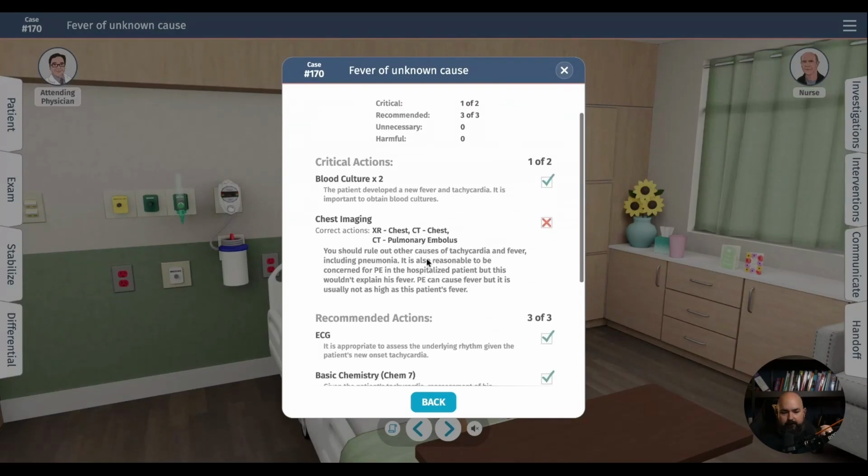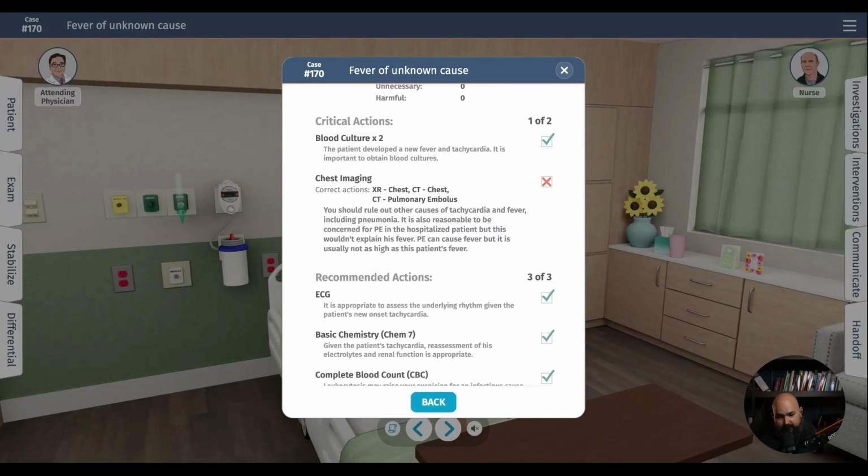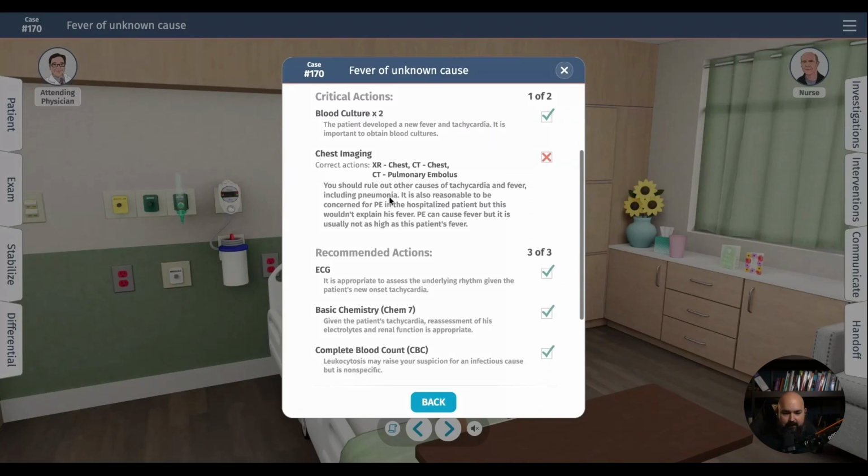So what did we miss? So chest imaging. So X-ray chest, CT pulmonary embolus. You should rule out other causes of tachycardia and fever, including pneumonia. It is also reasonable to be concerned for PE in a hospitalized patient, but this wouldn't explain his fever. PE can cause fever, but it is usually not as high as this patient's fever. So I'm going to push back on this a little bit. And part of that is because the patient does have a tachycardia, and that is kind of a positive finding, but the patient doesn't have hypertension.